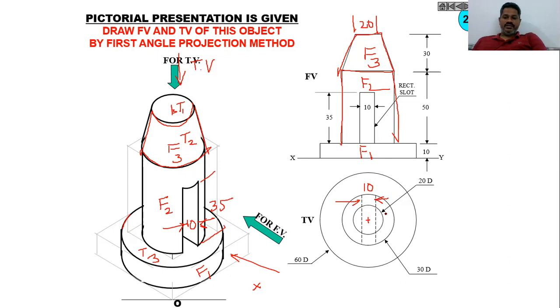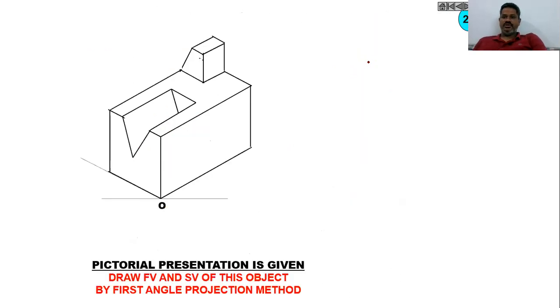Then draw a circle with 20 mm diameter, then draw a circle with 30 mm diameter, then draw a circle with 60 mm diameter. Finally represent the dotted line for the given slot in the cylindrical portion like this. This is exactly the front view and side view of the given component. As you can see, this is the front view and top view.